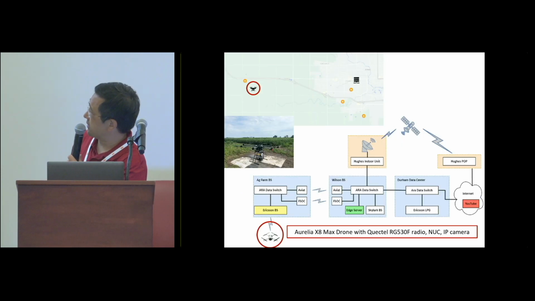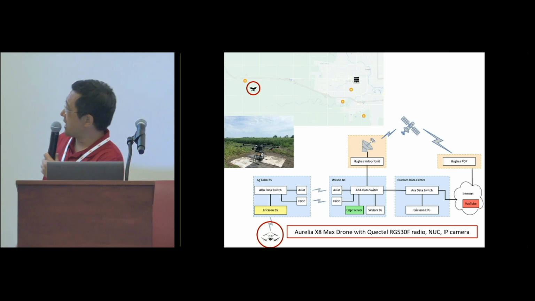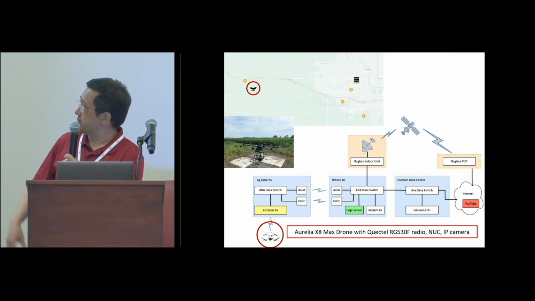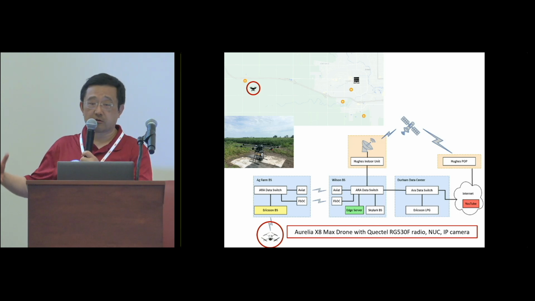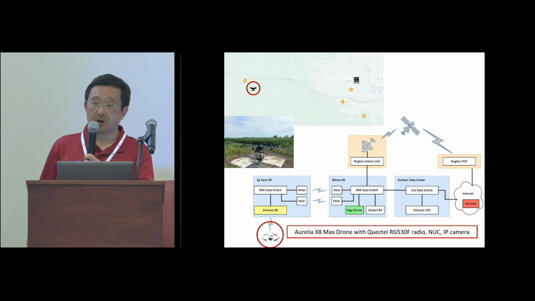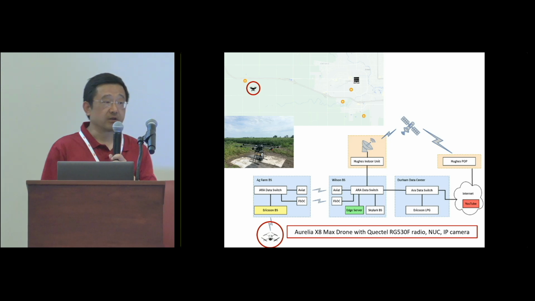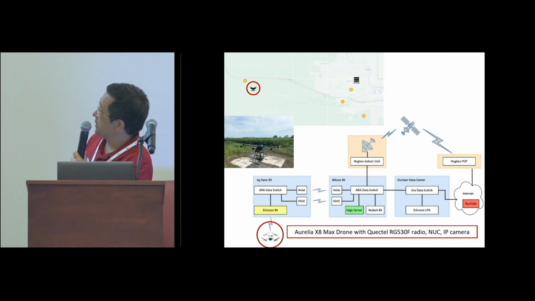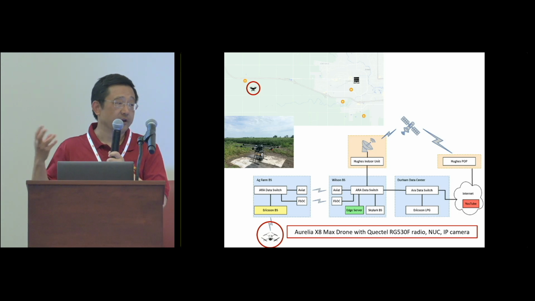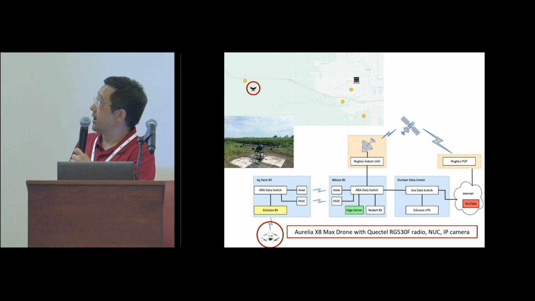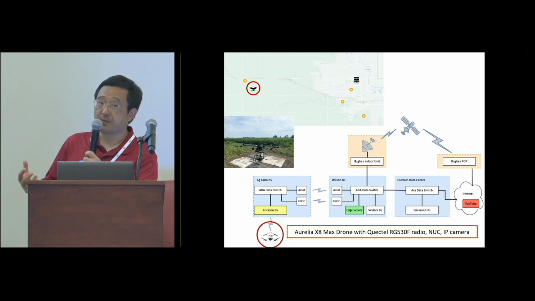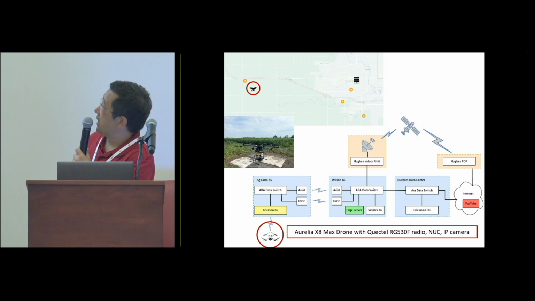Okay. So again, from the drone, this is what we have. Aurelia X8 Max drone. That's a fairly large drone and can carry up to 20 pounds of payload. That's what we put in there with our Quectel RG530F radio. That's a special type of radio, it can work with Ericsson base station in SA mode. So it's a very unique type of user equipment radio. Then with a small Intel NUC computer to connect the Quectel radio and with IP camera. That's essentially the setup with that drone.